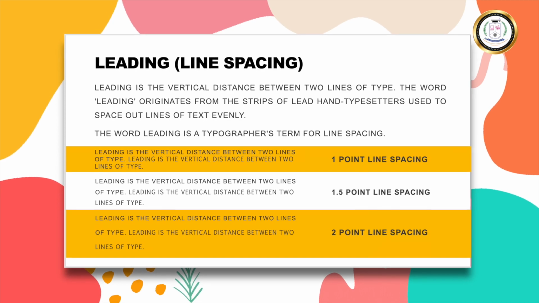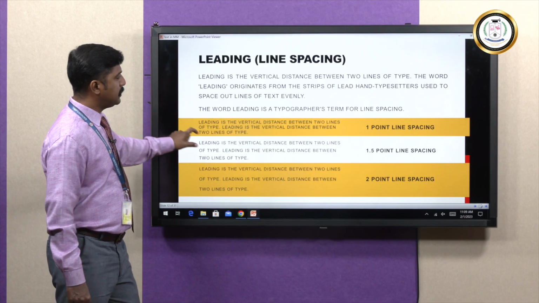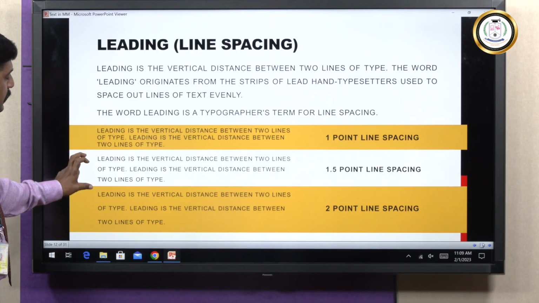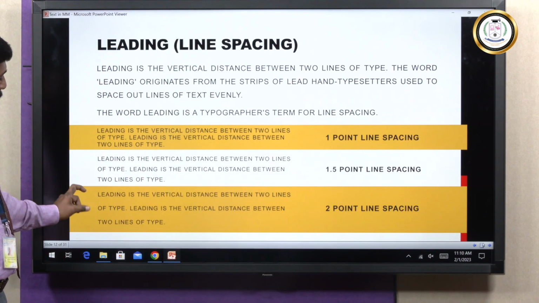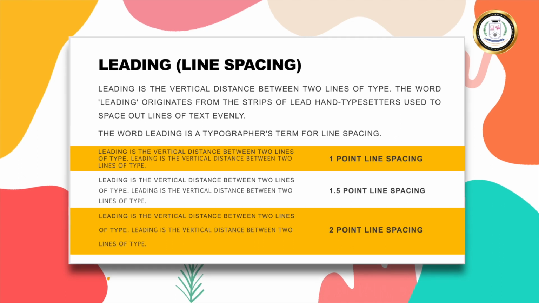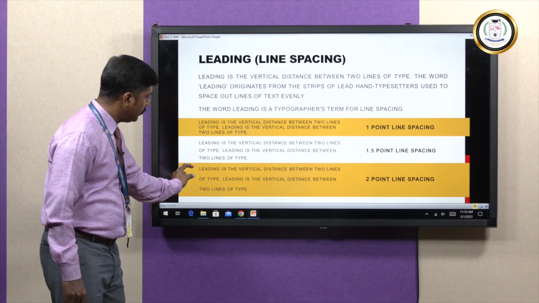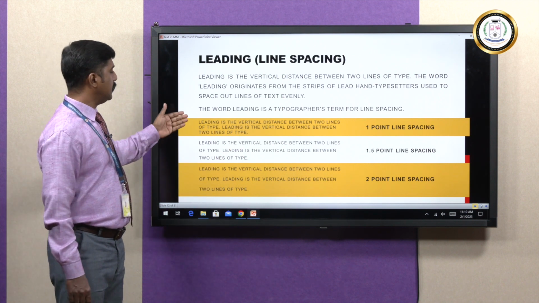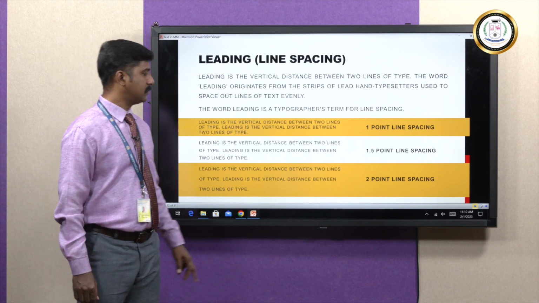You can see the examples here. This one has a line spacing of 1 point. You can see the space difference. The next example is with 1.5 point line spacing and the third example is with 2 point line spacing. You can find the spacing between these two lines, that is 2 point. These are the examples of line spacing for your reference.